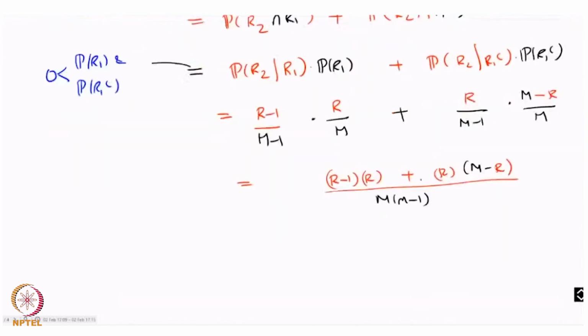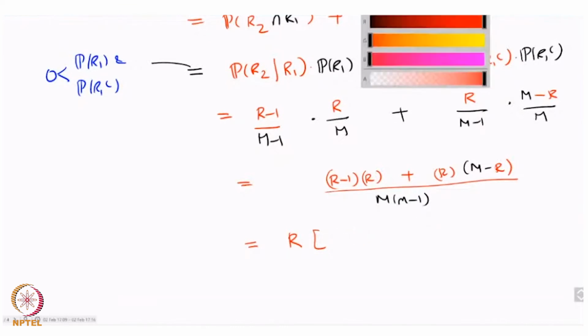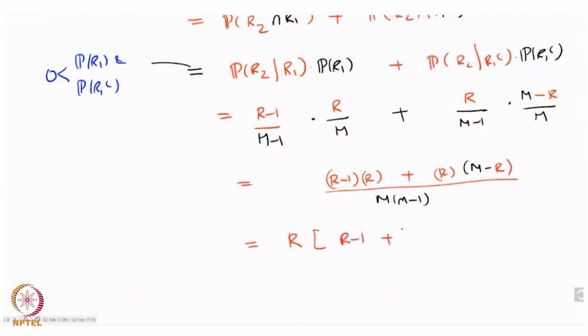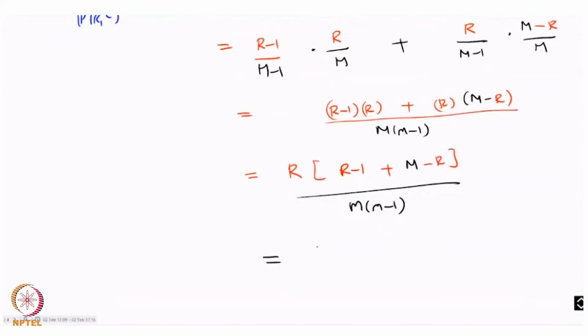So I keep going down. I have r common, so I remove the r outside. And inside, what do I have? I have r minus 1 here, and here I have m minus r. So I write the whole thing down: r minus 1 plus m minus r, and the whole thing divided by m into m minus 1. If I keep going down, I get top is r.